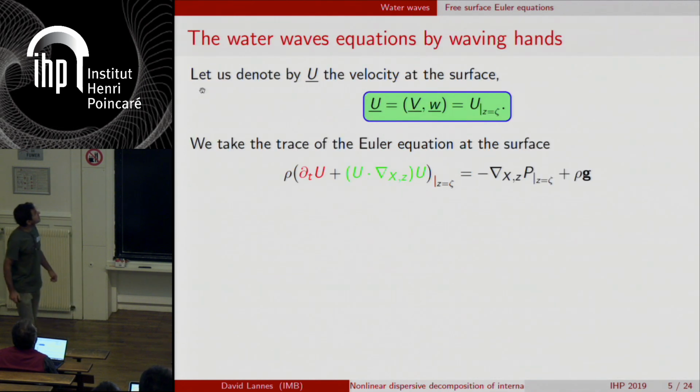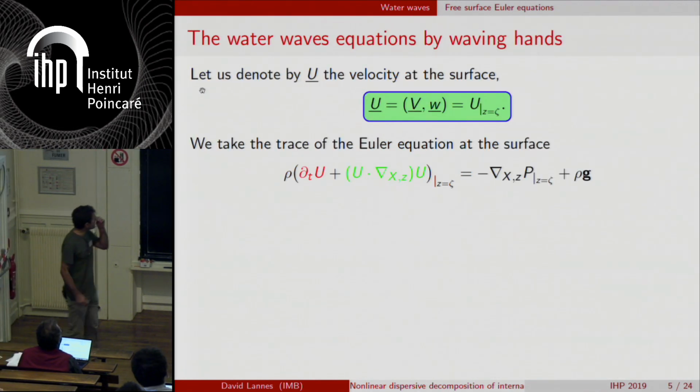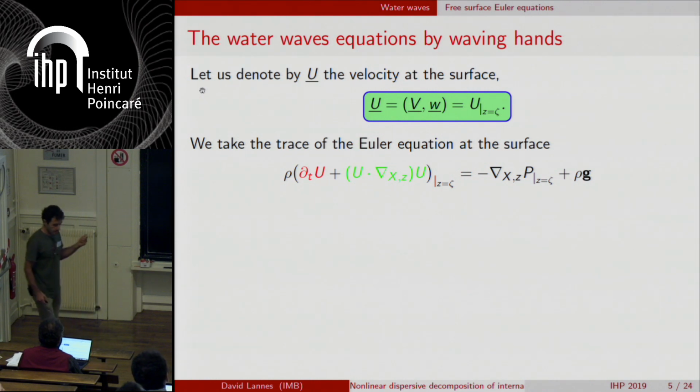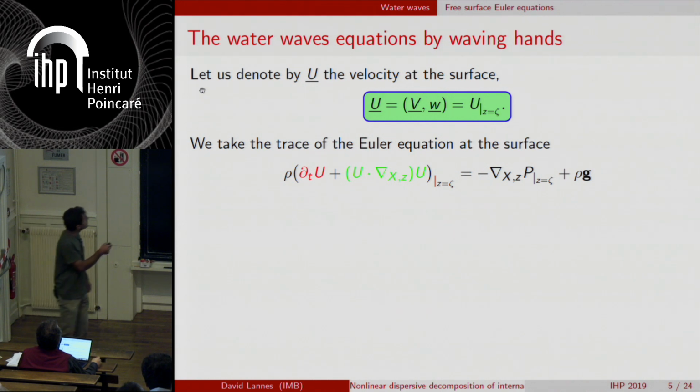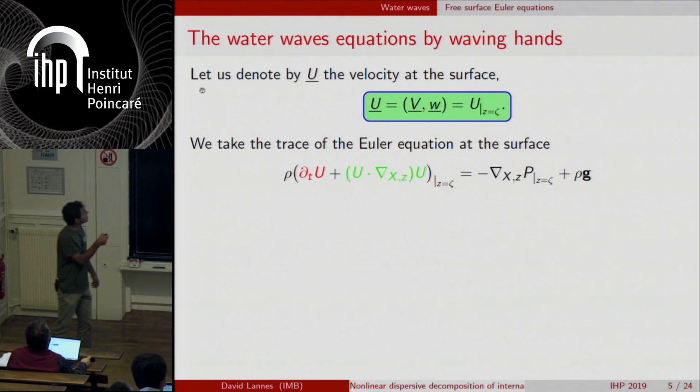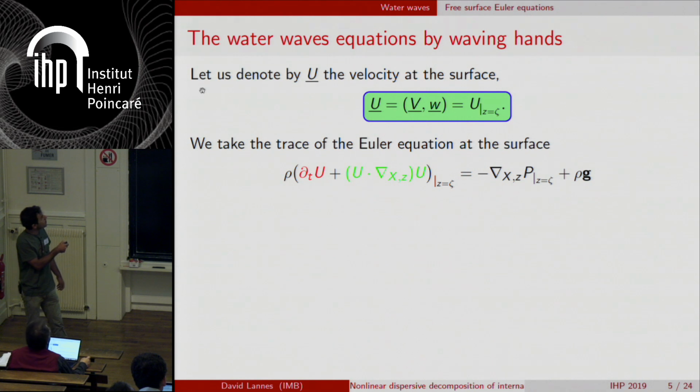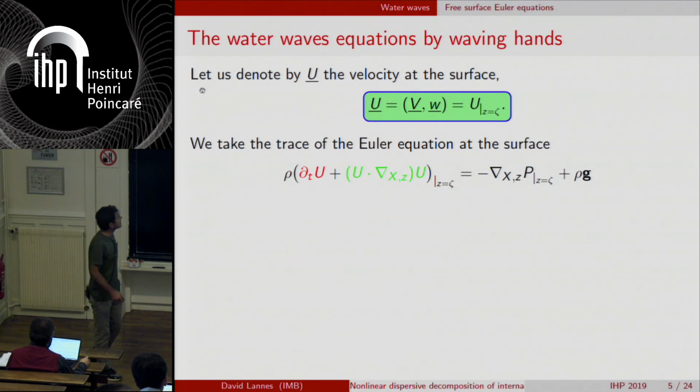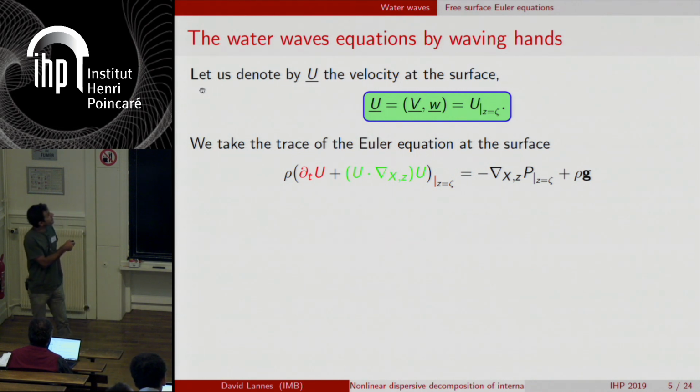So how do these equations work? So very simply, what are the main parameters and quantities in this equation? So it's quite easy maybe to see it if we introduce this quantity, u bar, which will be the velocity at the free surface. So v is the horizontal velocity, w the vertical velocity. And then what you can do is that you can take the trace of the Euler equation at the surface. Okay, so you have dtu, you evaluate it at z equal to zeta. You have u grad u, you do the same, etc.